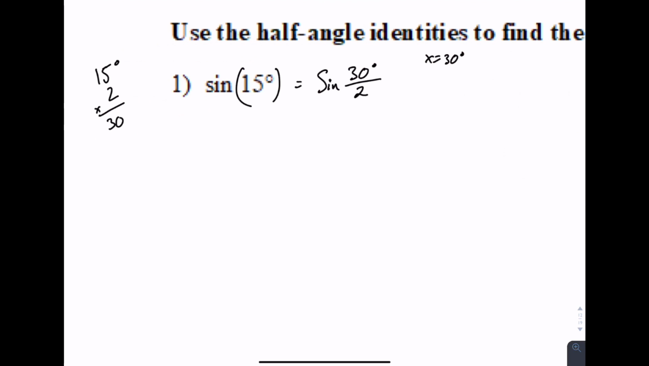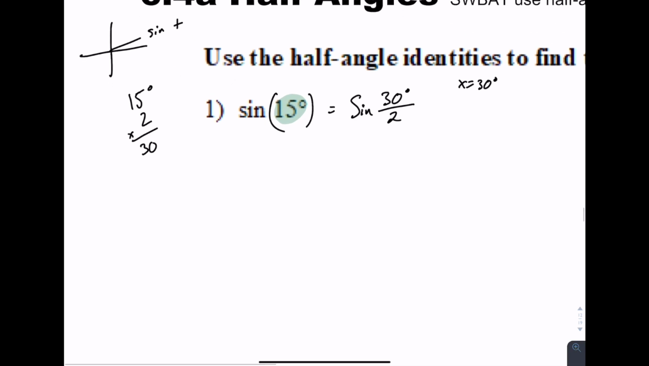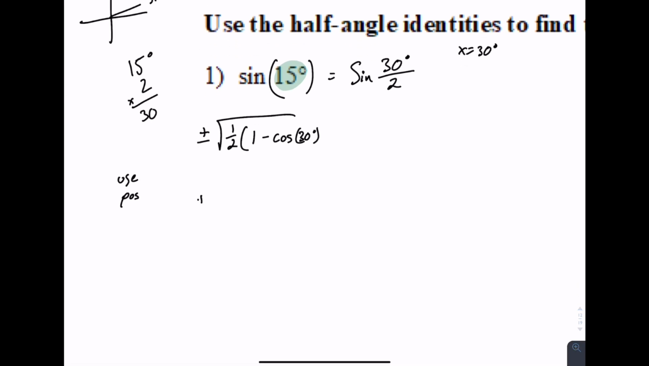Okay, now because 15, this is the important part, I'll do it in green. Because 15 is on this part of the unit circle, and sine is positive right here, we're going to use the positive version. So normally it'd be plus minus the square root of 1/2 times 1 minus cosine 30 degrees. Okay, cosine 30 degrees. Well, we're going to use the positive version. So plus the square root of 1/2 of 1 minus. Now we know cosine 30, that's the square root of 3 over 2. You can use your unit circles, but make sure you start memorizing.